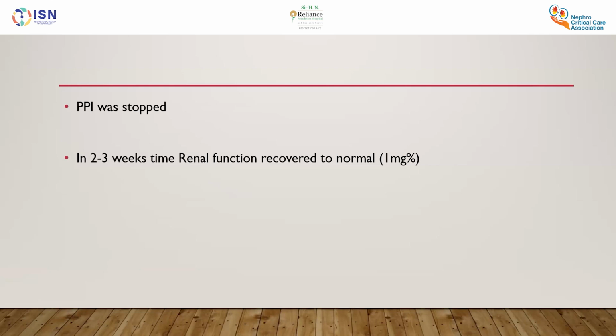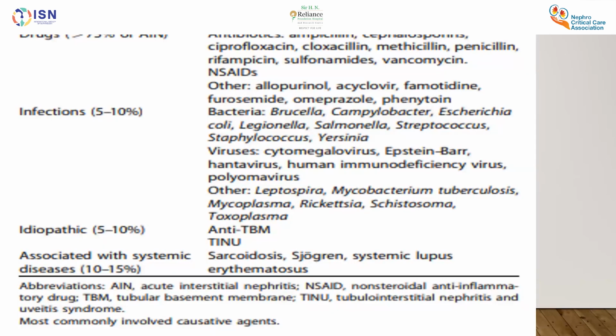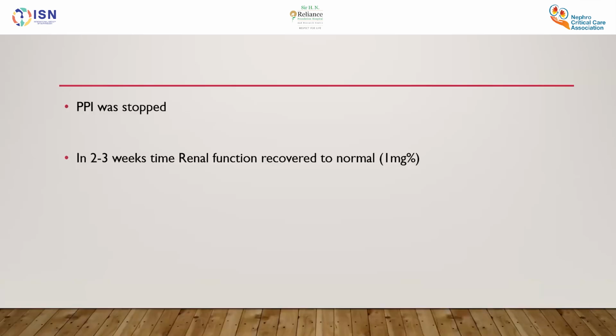Alok, I have a question for you. How do you know this was PPI induced AIN? Sir, because the infection related and autoimmune workup was negative, so it was by ruling out. I think PPI induced AIN is not so common. Yes. Number one. Number two, here essentially it's a diagnosis of exclusion. Correct. Now, if I was to ask you, how will you confirm that this was PPI induced AIN? How can you do that?